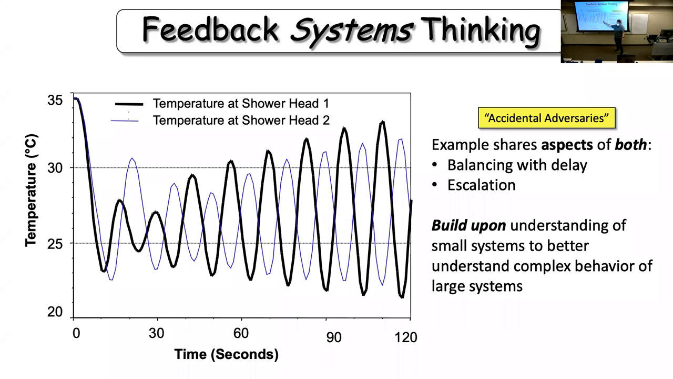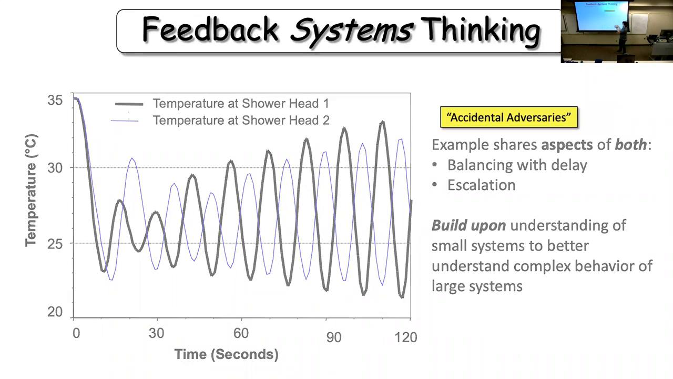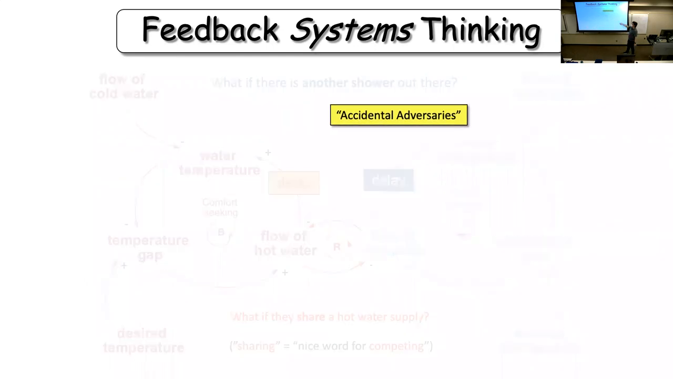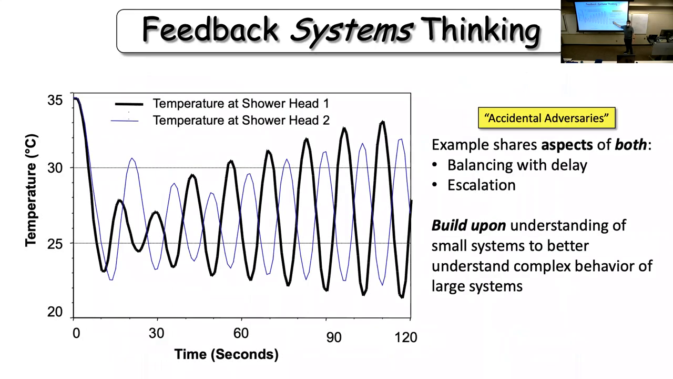If we see escalating oscillations in a real system, that gives us a hint that this might be the causal structure underlying this. The other way around, if we happen to build a system and notice that we have this, before we implement or test that system, we might predict ahead of time that we're going to have this problem and we'll need to work on preventing it.